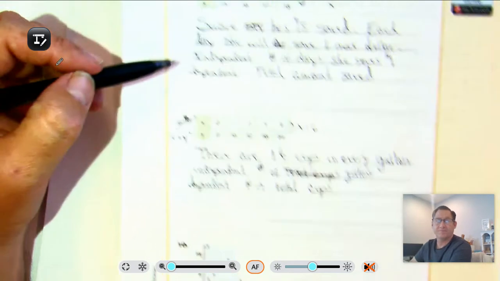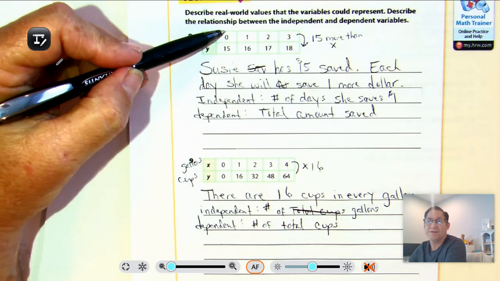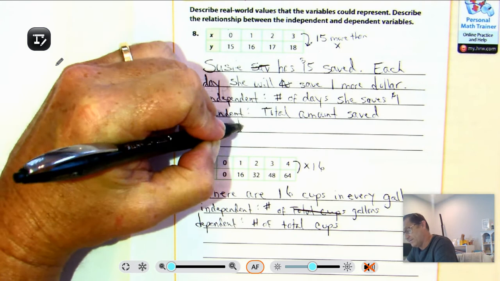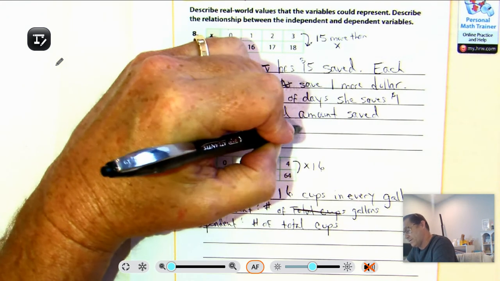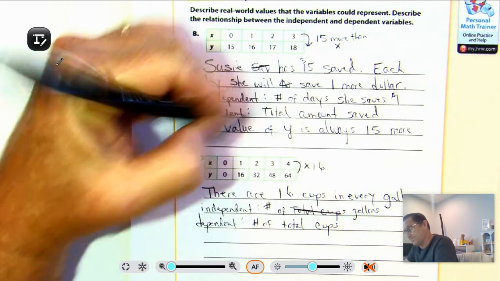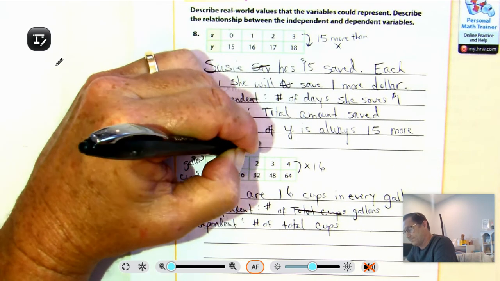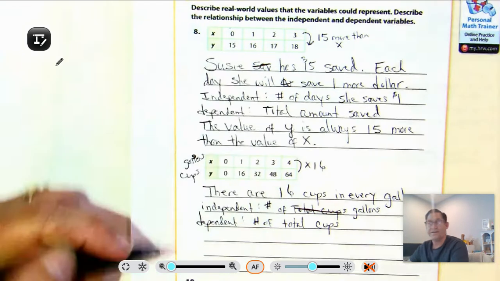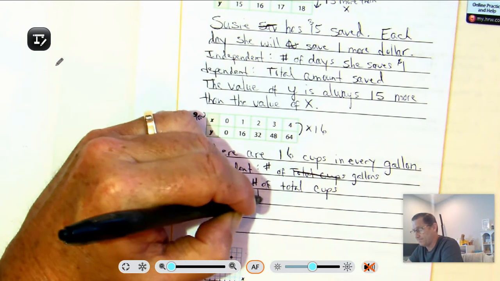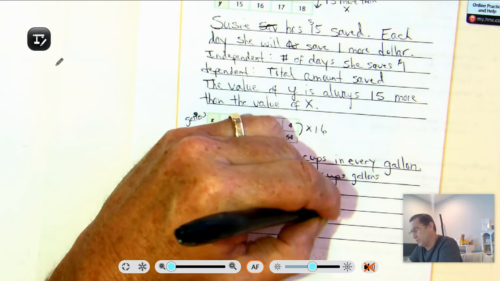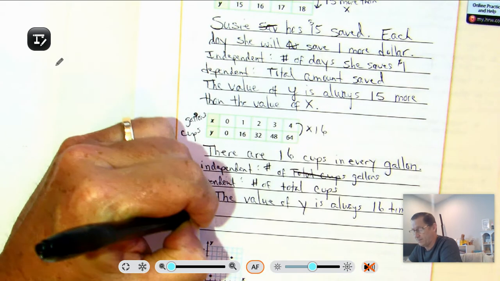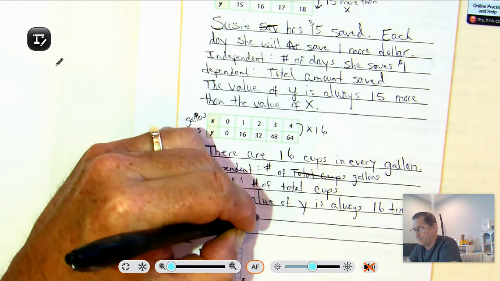On number 8, I haven't written the relationship. It says, what is the relationship between the independent and dependent variables? So the value of y in the first one is always 15 more than the value of x. In number 9, the value of y is always 16 times greater than x.